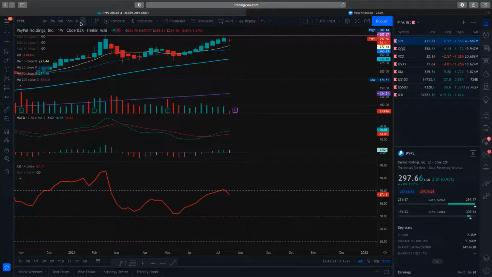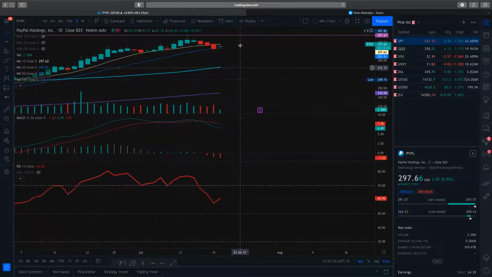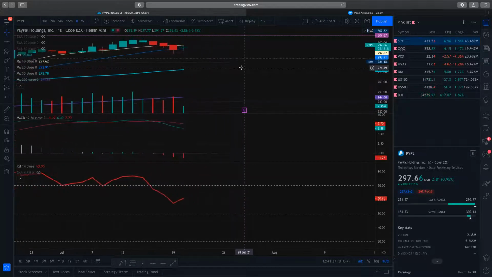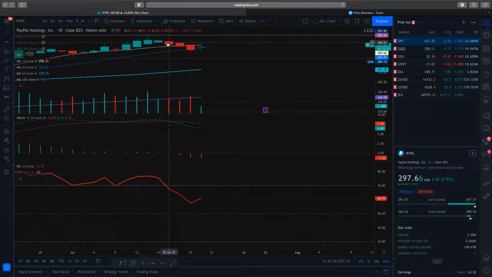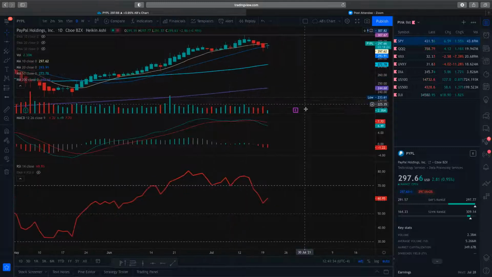So you can go from your weekly to your daily. I would recommend this, it's literally perfect. I may find my entry on PayPal today, actually. You can see this pullback on the daily chart, and now we have a doji. We're reversing back up. So hopefully this runs because they have earnings coming up. That's a good catalyst.